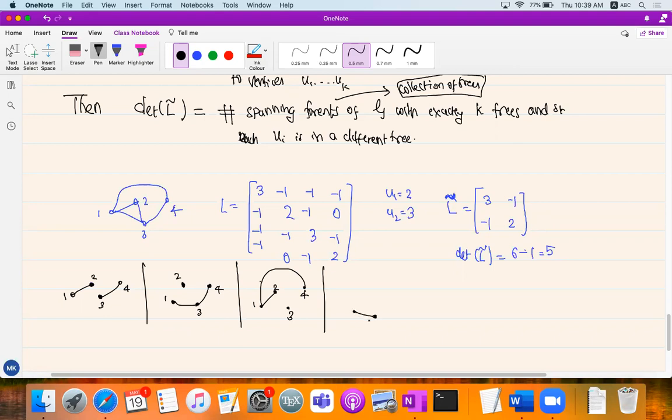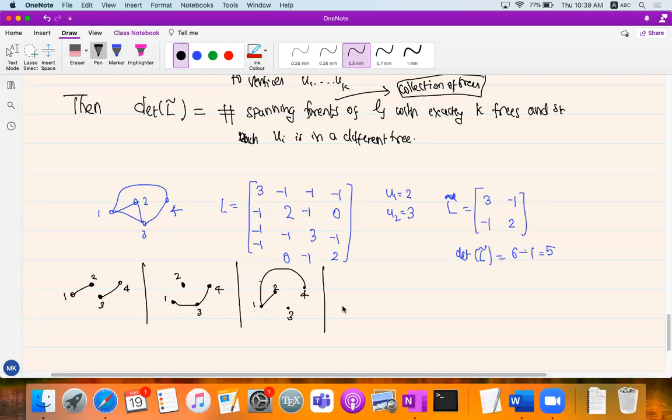What other possibilities are there? 2 is connected to 4, 3 is connected to 1. No, but 2 cannot be connected to 4, right? 2 and 4 are not connected. Oh, I'm sorry. Yeah, so that is not possible. What about 2 connected to 3 and 1 connected to 4? No, 2 and 3 should not be in the same component.